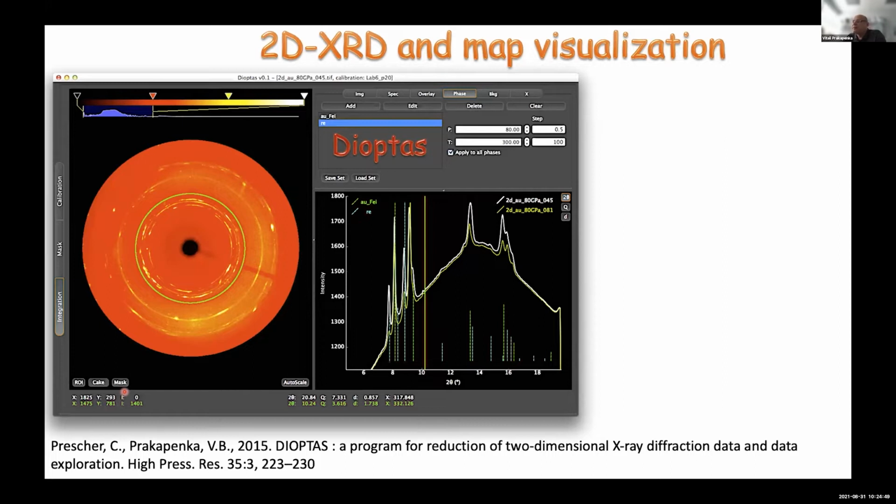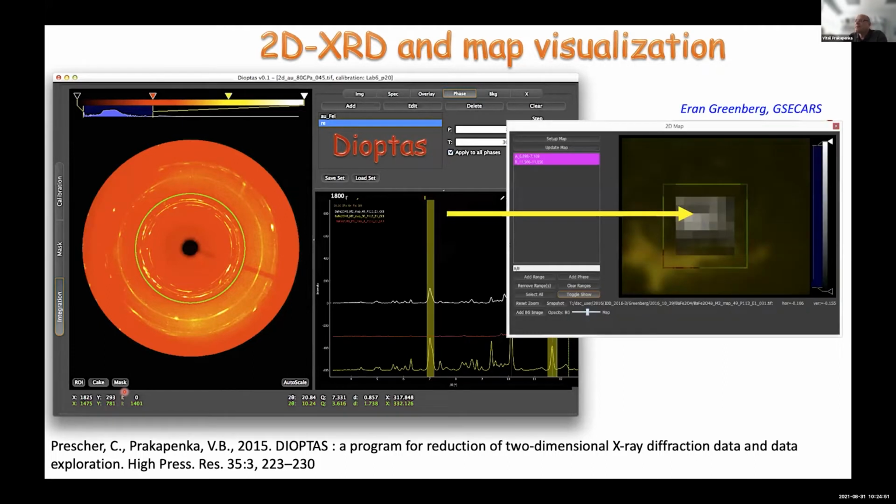We keep improving the DIOPTAS software, and Eran Greenberg, when he was at GSECARS, wrote a module that allows us to study materials when we are doing 2D maps. That's very useful, especially after laser heating, and overplots the phase position on the sample image. So after mapping, we can immediately see the distribution of the phase after laser heating, after phase transition. So it's very useful to have.